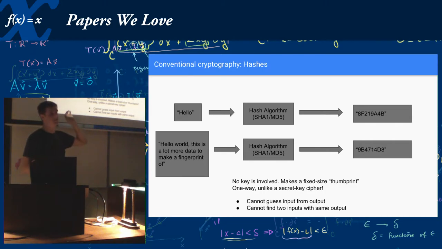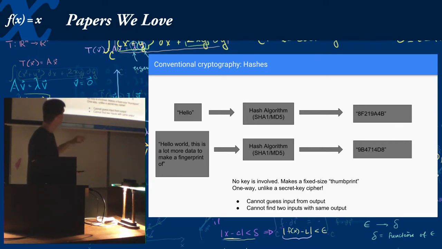The one thing that makes it special compared to a regular checksum like CRC32, to make it cryptographically usable, is it has to have two properties. You have to not be able to guess the output from the input. I'm sorry, other way around. You can't guess the input from the output. That's called pre-image resistance, or second pre-image resistance.